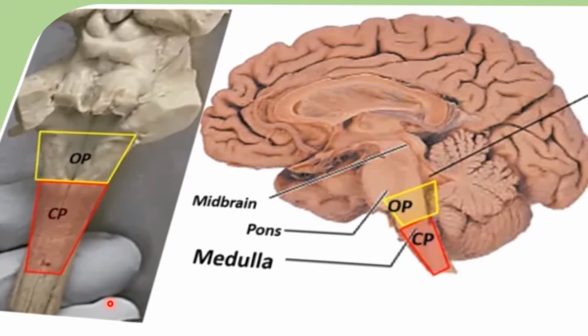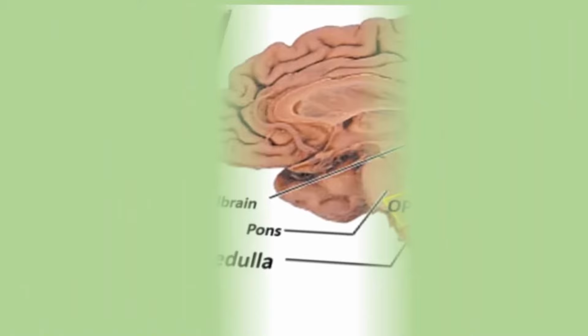Now we have the upper part of the medulla, which is also called the open part. It is called the open part because this is the part that will open into the fourth ventricle. And we have the lower or distal part that will continue as the spinal cord and is also known as the closed part, which runs within the central canal of the spinal cord.